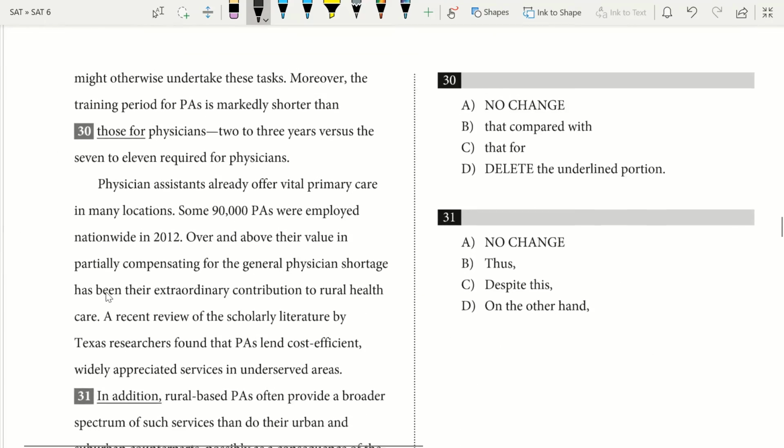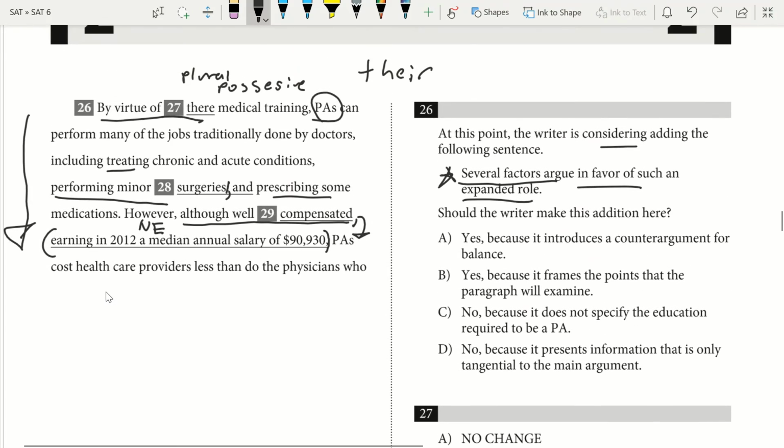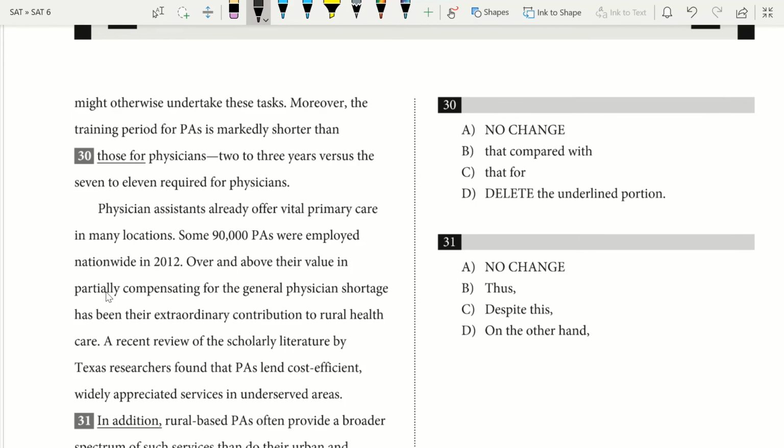So now we move on, or we have to finish that sentence, I do believe. So we have PAs cost healthcare providers less than do the physicians who might otherwise undertake these tasks. Moreover, the training period for PAs is markedly shorter than those for physicians. Well, no, and we can't delete it either, right? Because then we have is markedly shorter than physicians. Well, then what of physicians, right? So we need to find what works grammatically right here.